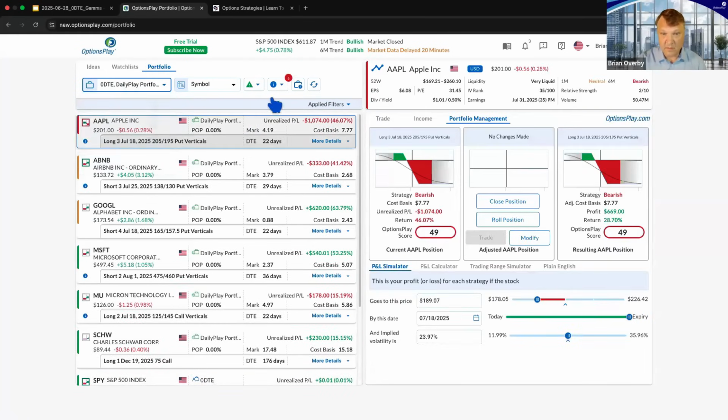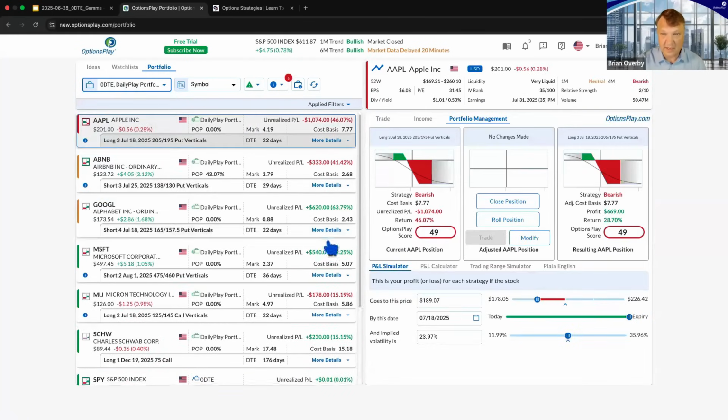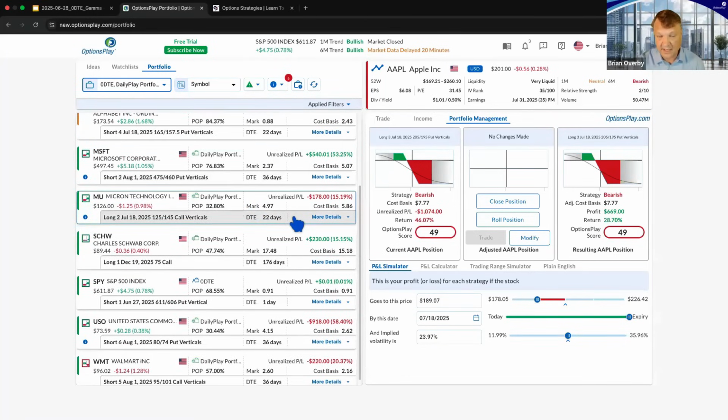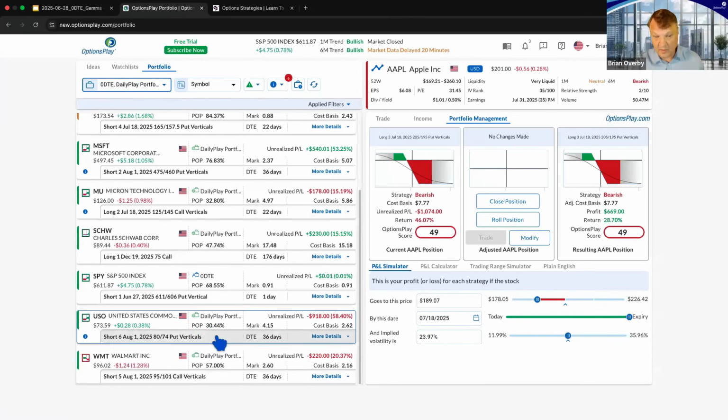And we have a few positions on right now, but Google, Microsoft, Micron Technology, that actually went down a little bit today, I think, after hours. But we already rolled that position, or we closed it out and opened a new one. We've got longer term positions like Charles Schwab. Here's the 0 DTE trade that we put in, because we've got both the portfolios here. USO trade, that one's bounced back a little bit, and we're down a little bit on the Walmart trade.